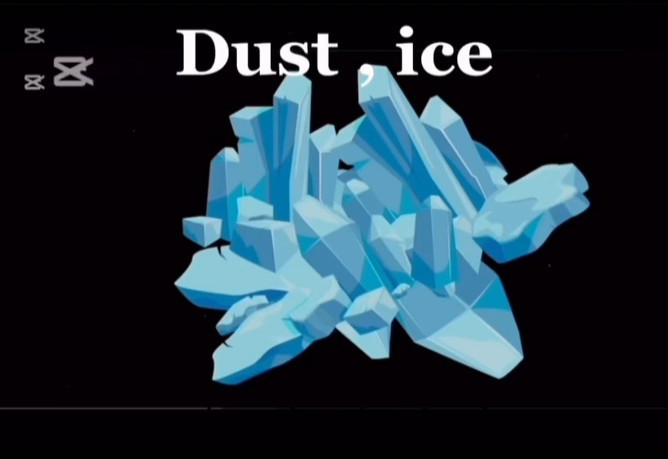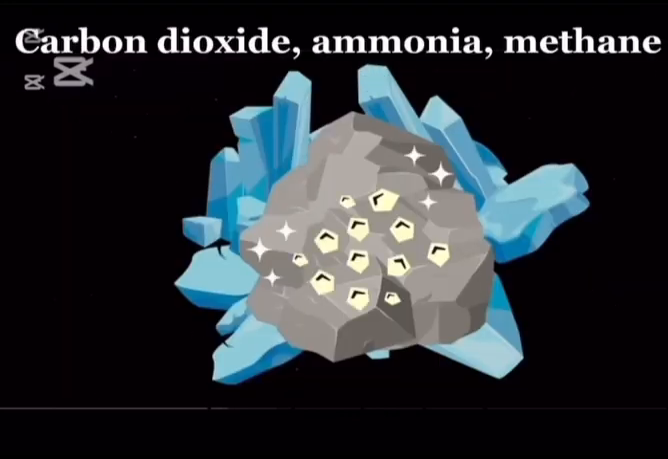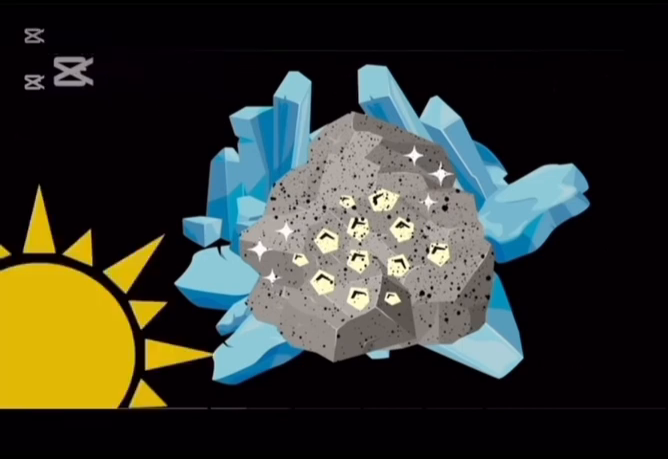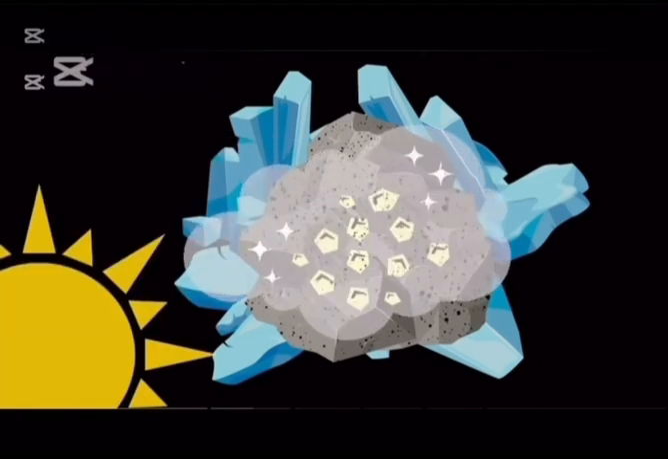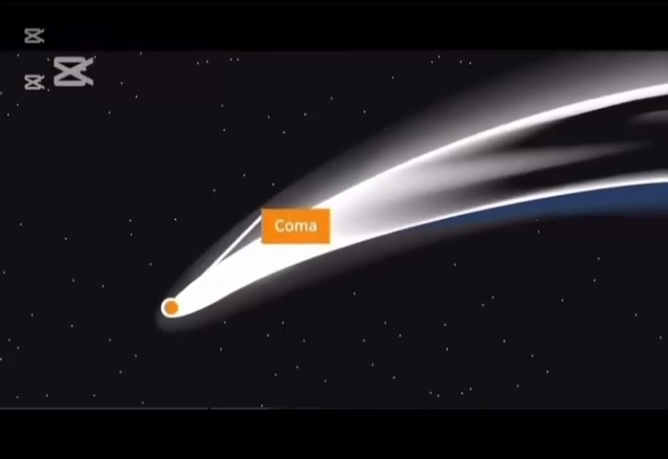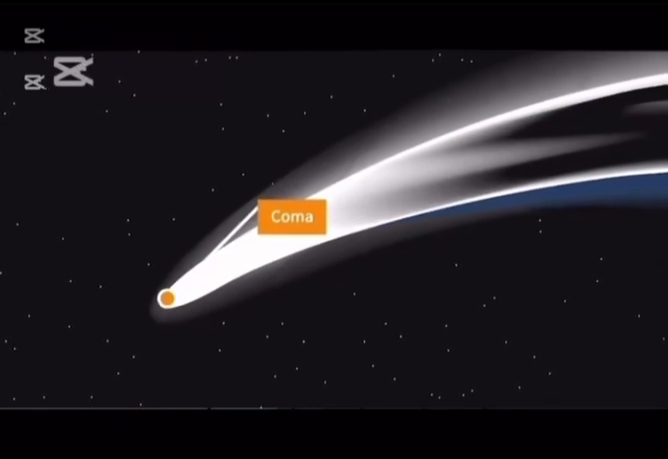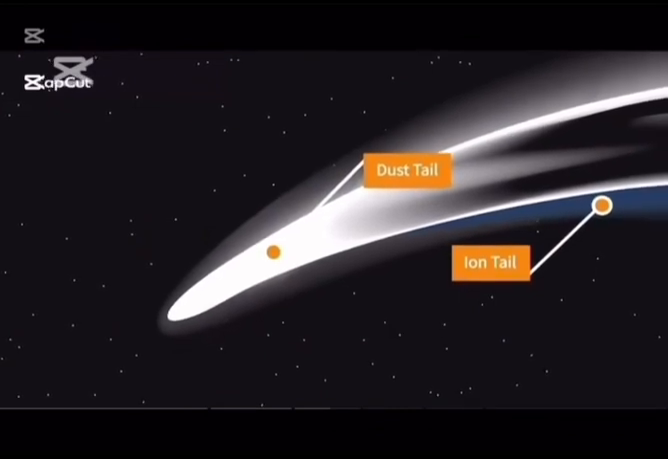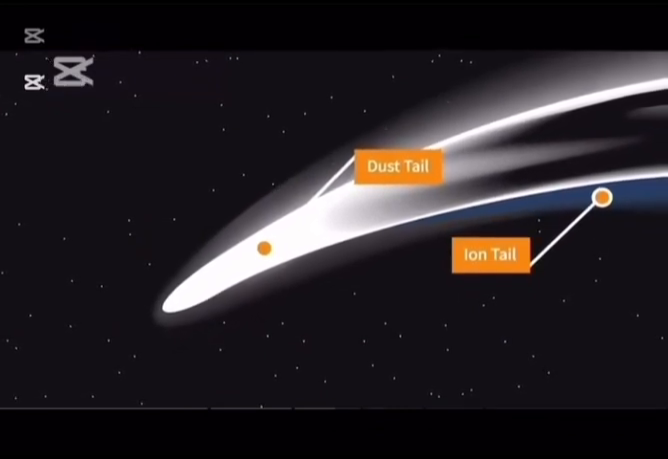A comet contains dust, ice, carbon dioxide, ammonia, methane, and more. The comet orbits around the sun. As the comet gets closer to the sun, the ice on the surface of the nucleus begins turning into gas, forming a cloud known as the coma. The radiation from the sun pushes dust particles away from the coma, forming a dust tail, while charged particles from the sun convert some of the comet's gases into ions, forming an ion or plasma tail.